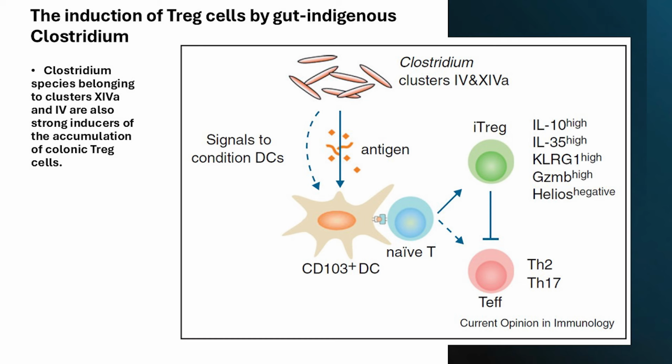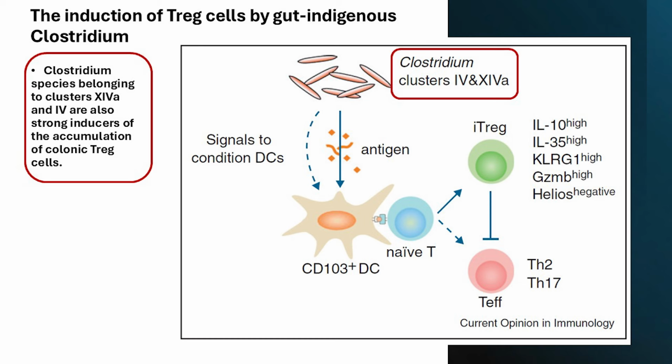And which bacteria are driving this health-promoting cycle? How about these guys here? As these authors state, "Clostridium species belonging to clusters 14A and 4 are also strong inducers of the accumulation of colonic Treg cells." But what are these two clusters? Well, thankfully, you have a microbiome expert to explain to you that these old terms are still in use. But if you follow my videos, you already know these players, just by different names.